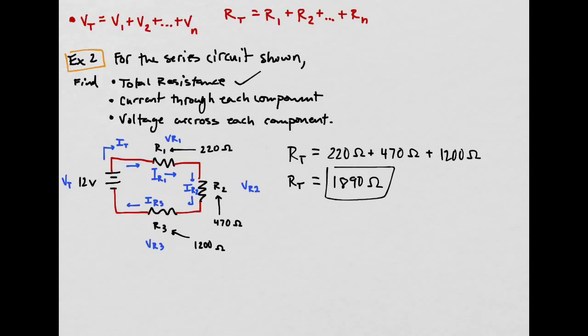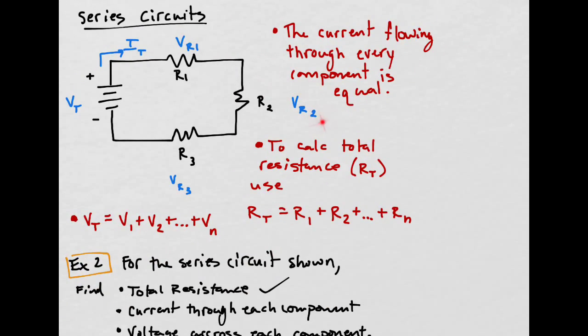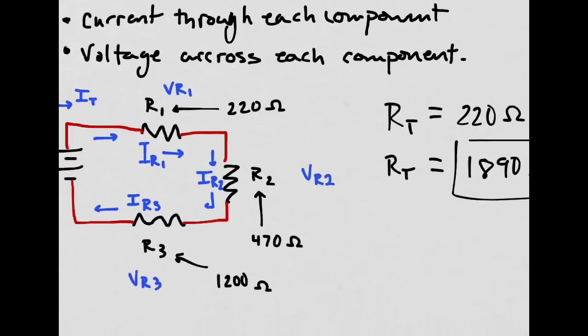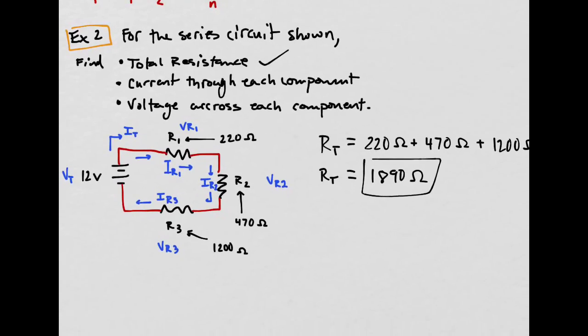Okay, very good. Find the current through each component. That one's also really easy because this is a series circuit. So the current flowing through every component is equal. There's only one way for current to flow. So I_T is just the same all the way around.